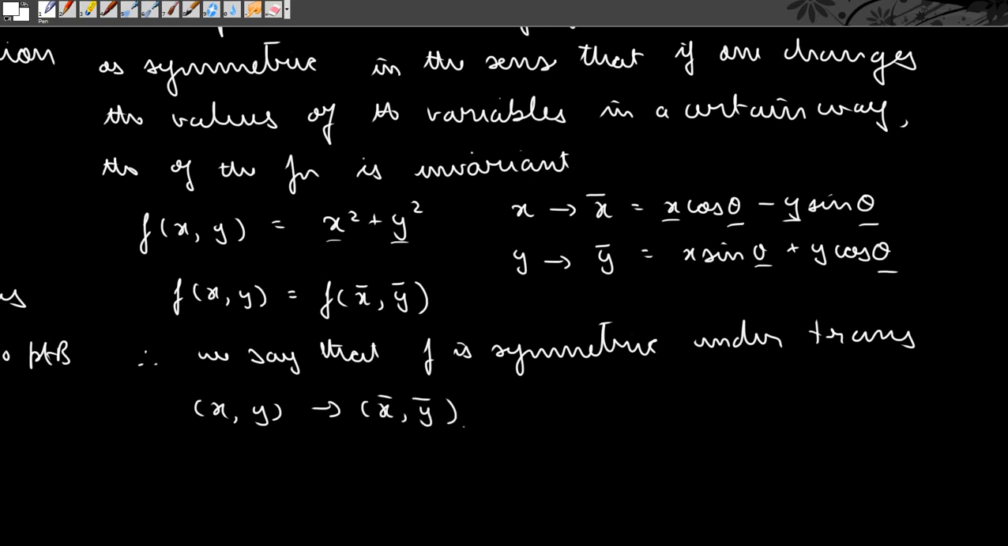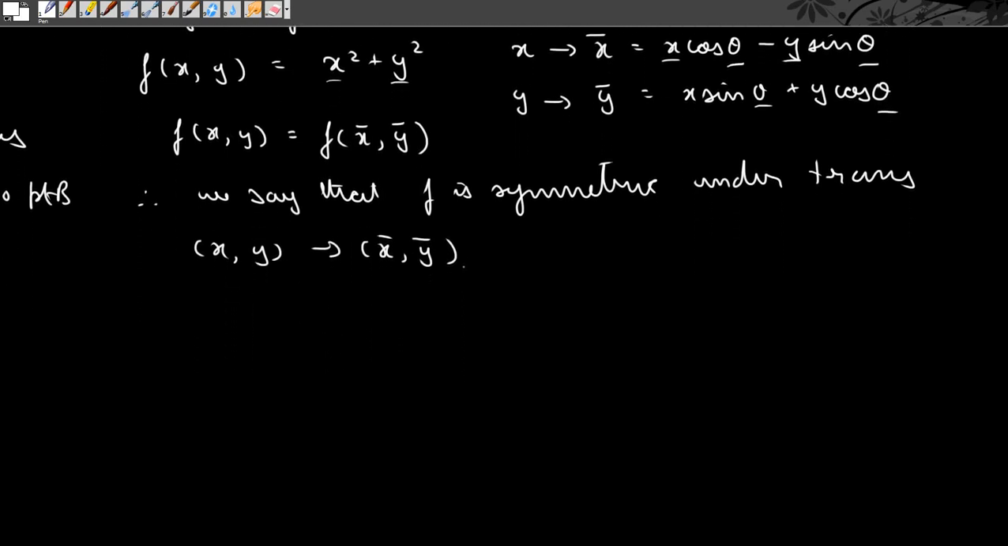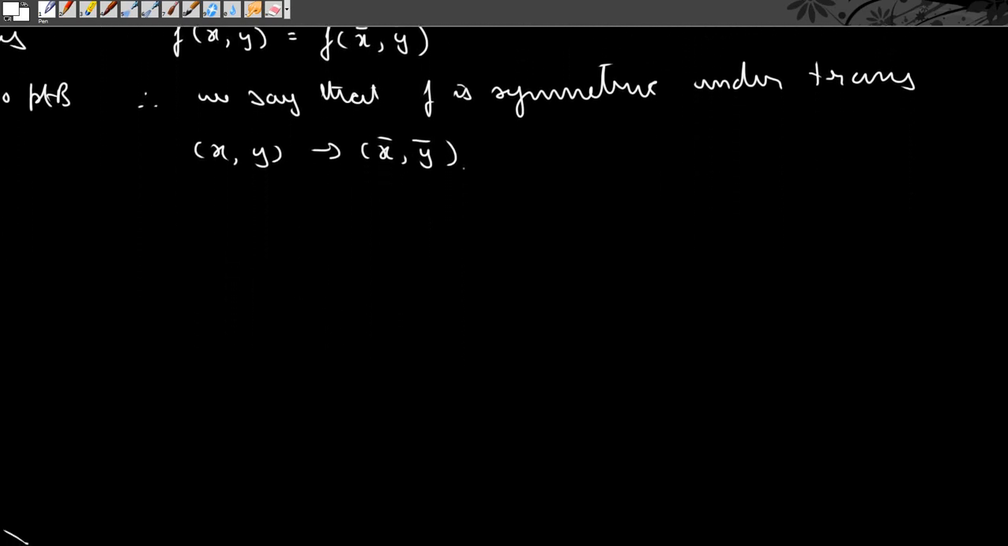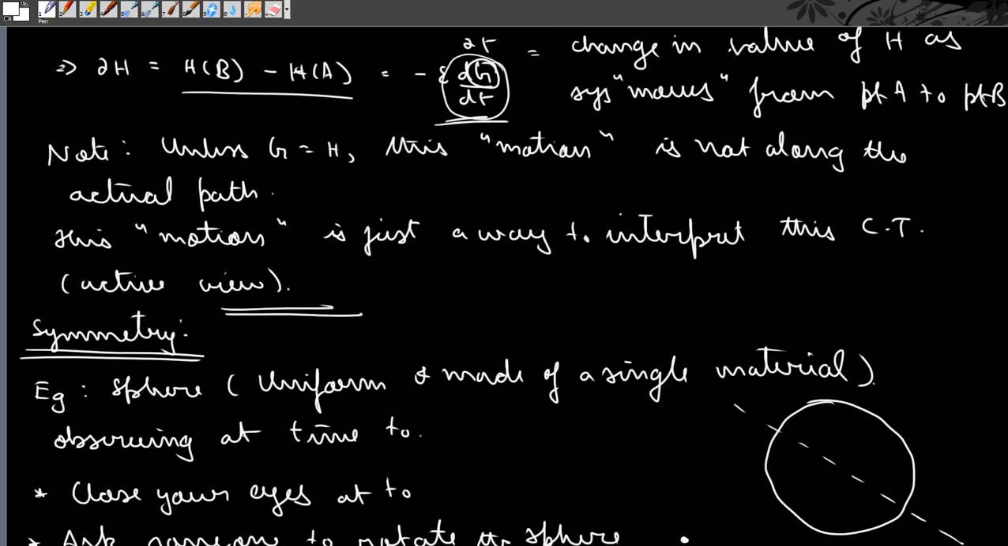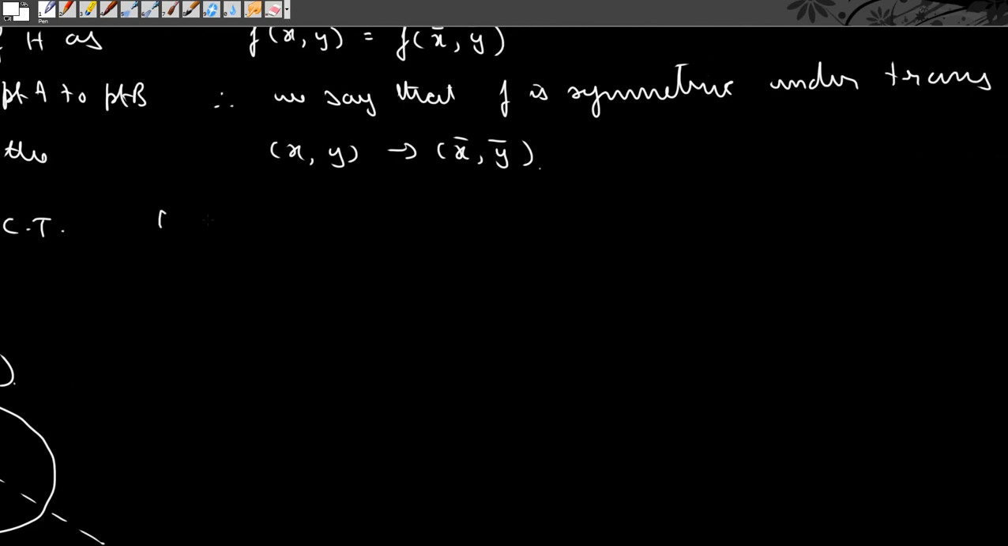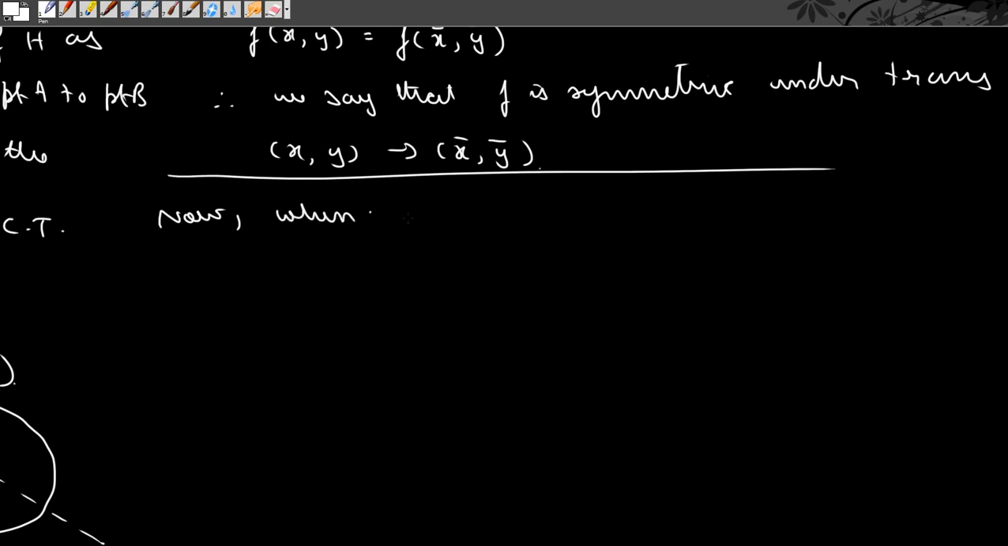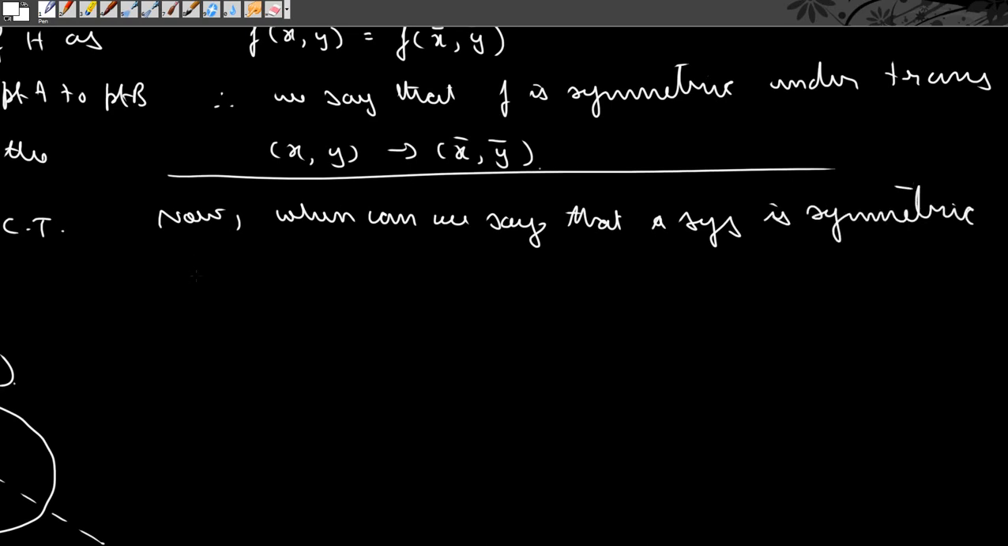Okay, so with that we come back to what we were doing here. So we come back to this part. So now we know what symmetry means. So now, when can we say that a system is symmetric? When can we say that a system is symmetric under some transformation?